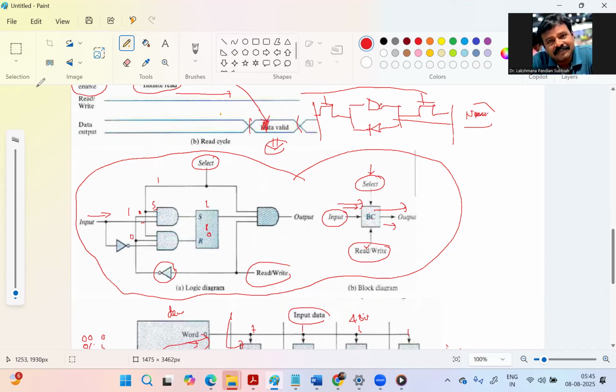Here we have the SR latch memory cell. So using the SR latch, this is the basic memory cell. For this diagram, you have to memorize it. Also, here we have this type of diagram for the basic memory cell for RAM.